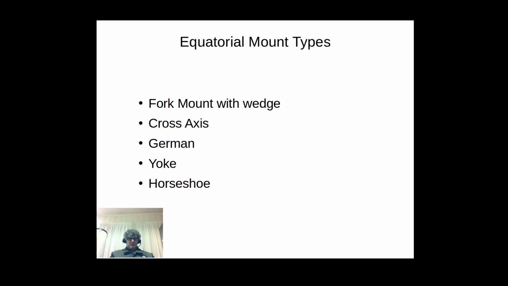So there are some specific German equatorial mounts. There's the cross-axis mount. I'm not sure how common those are, but there's a few of them. You've got the German mount, which a lot of amateur telescopes or amateurs will use, and some of the larger professional observatories use a yoke or a horseshoe mount in equatorial mode.